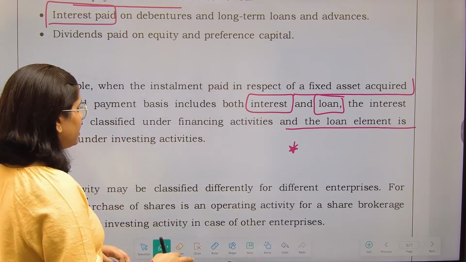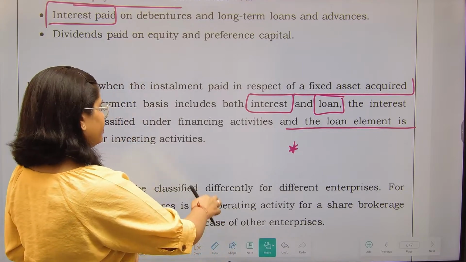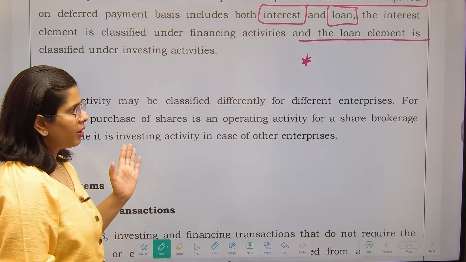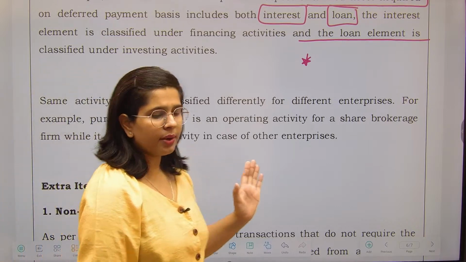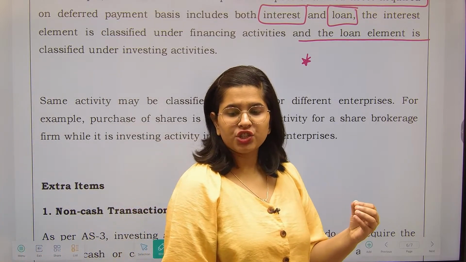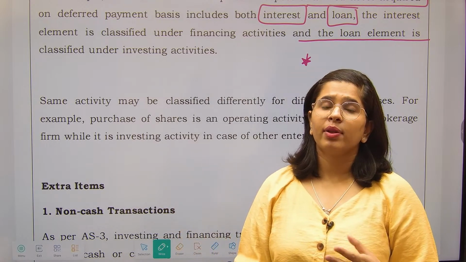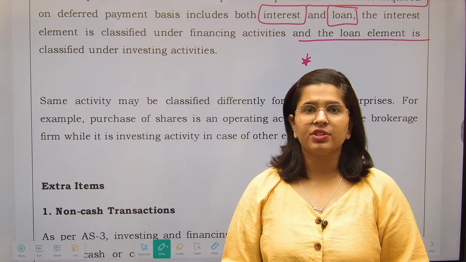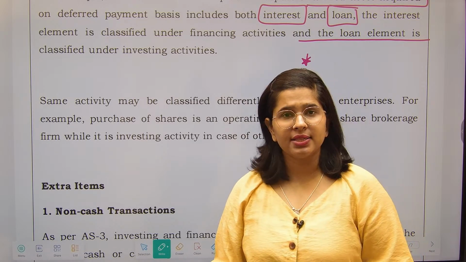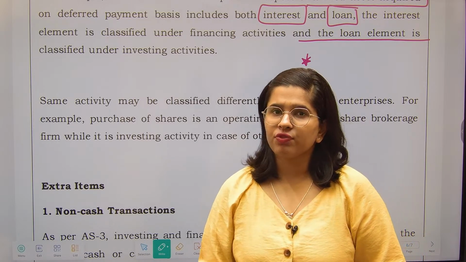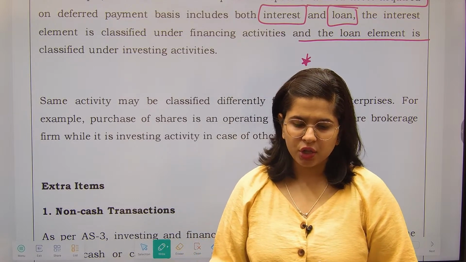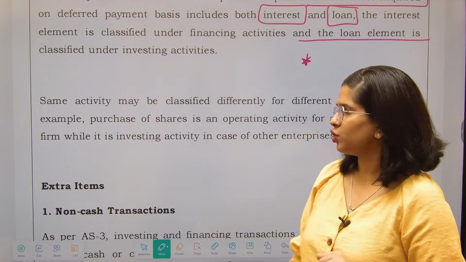Next thing is, now this I have already explained. So for a share brokerage firm, purchasing of shares, that will be classified as an operating activity. But for an entity which is involved in manufacture of medicines, for them purchasing of shares is an investing activity. So it also depends on the kind of business you are doing.